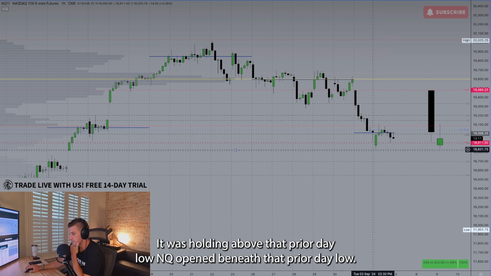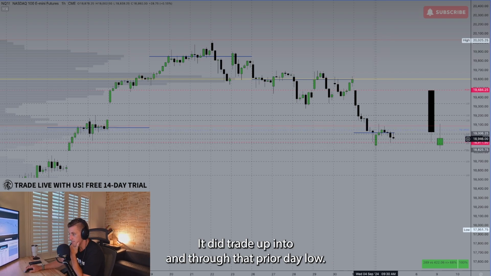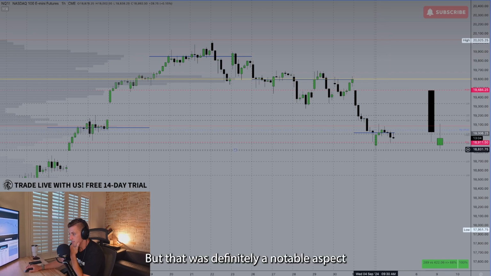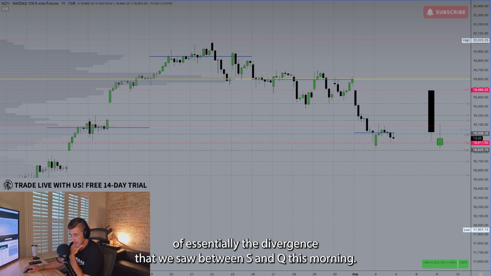NQ opened beneath that prior day low. It did trade up into and through that prior day low. But that was definitely a notable aspect of essentially the divergence that we saw between ES and NQ this morning.